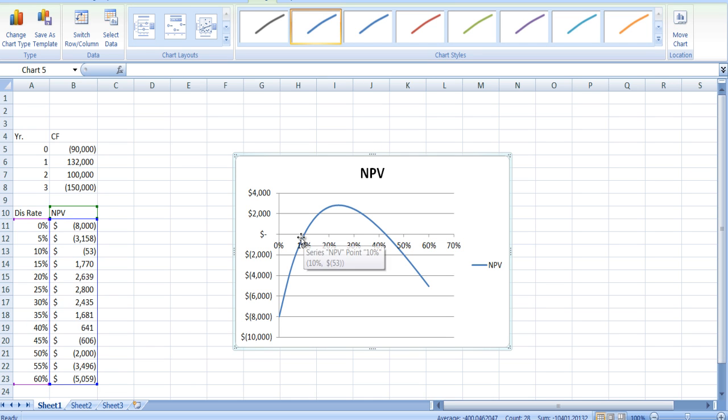So you can see it's around 10% here, and it's 42.5% or so right here. So you get two solutions. And if you're using a required return of 15%, you would reject it here, but you would accept it here. So this is a problem.